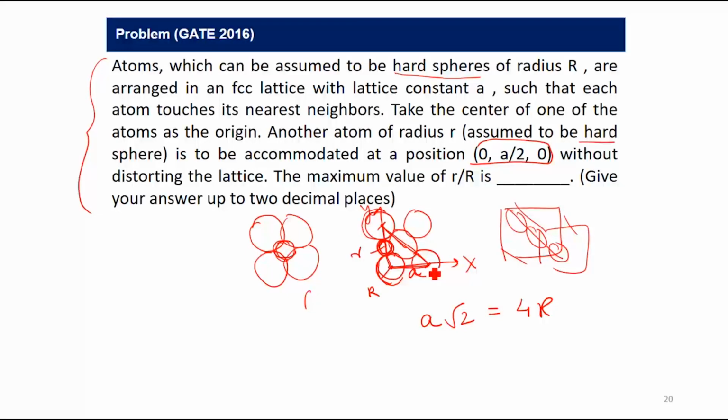Okay, so I'm repeating. This is the lattice constant a, and this is a root 2. a root 2 is the diagonal. In the diagonal, how many radius are there? 1, 2, 3, and 4. 4 radius are there. This is one information we have.